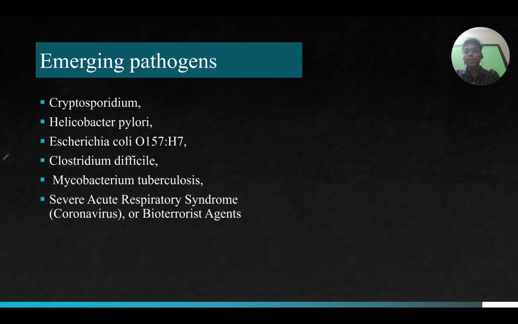Some of the emerging pathogens nowadays are the Cryptosporidium, Helicobacter pylori, E. coli O157:H7, Clostridium difficile, Mycobacterium tuberculosis, SARS coronavirus, or bioterrorist agents. Bioterrorist agents are agents where the genetic material is modified and bioengineered to create a potentially pathogenic organism.